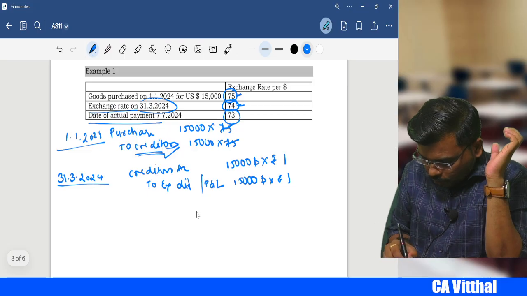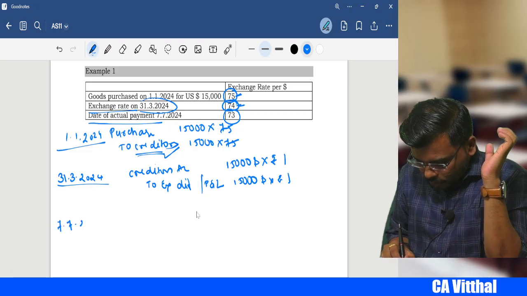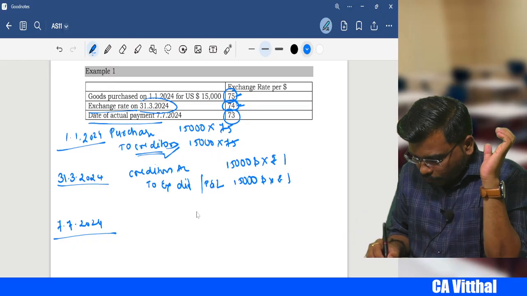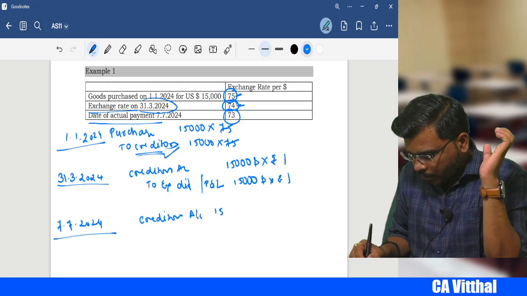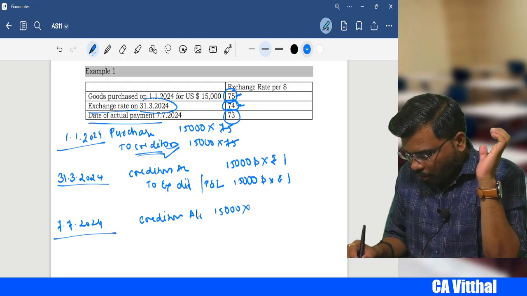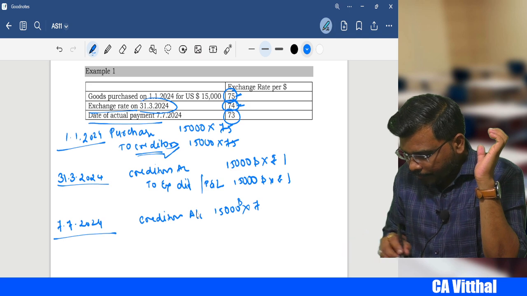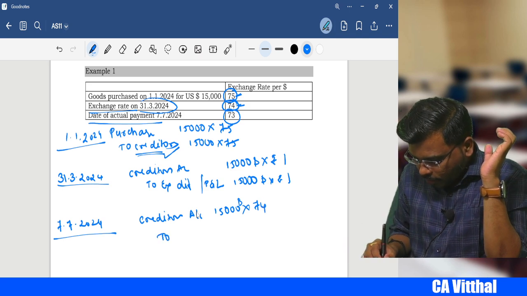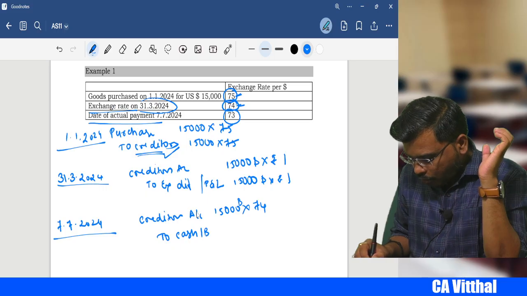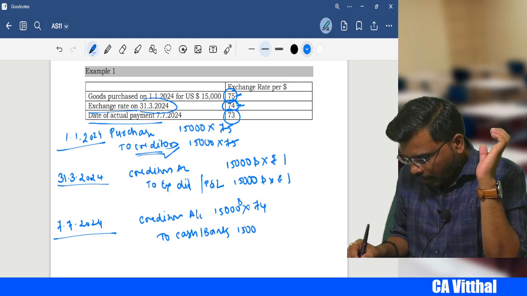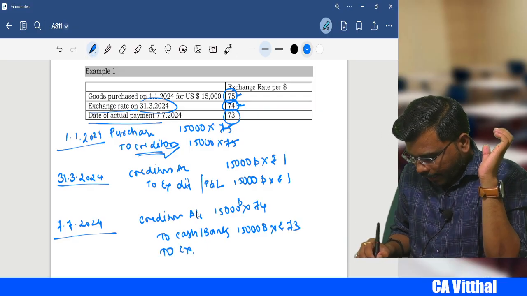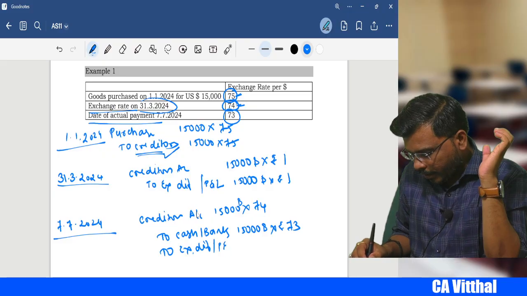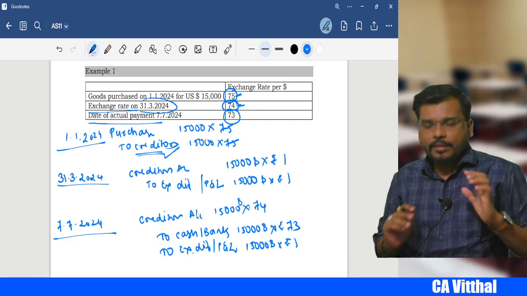Again, we have to pass one entry on 7/7/2024. What we do? We have to make the payment. We write here creditors account debit. Sir, how much is the creditors in our books of accounts? Creditors in our books of accounts, $15,000 into rupees 74 to what, my dear student? To cash or bank. How much we are going to pay, my dear student? $15,000 into rupees 73 we are going to pay, and balance right here as an exchange difference, which will go to profit and loss account, which is $15,000 into rupees 1. Is that clear? Yes or no?